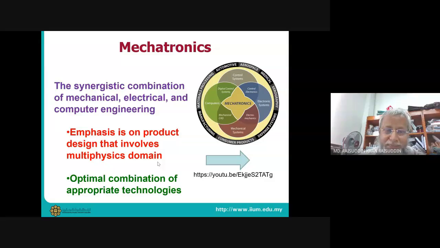Physics is the electricity, then magnetism, and then statics, dynamics, fluid, heat transfer. These are the physics. So here we need to know these different physics to put together to come up with the products. So if you see the domains and subdomains at the center, here we have the mechatronics.